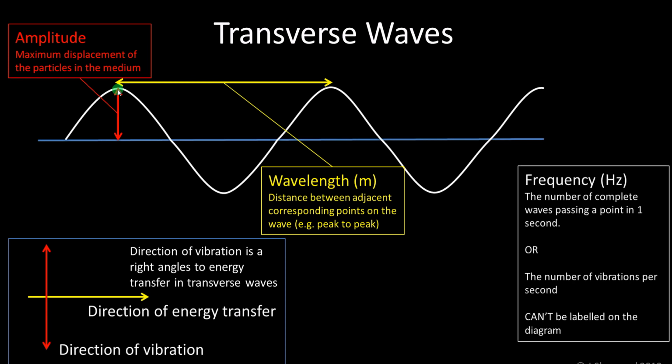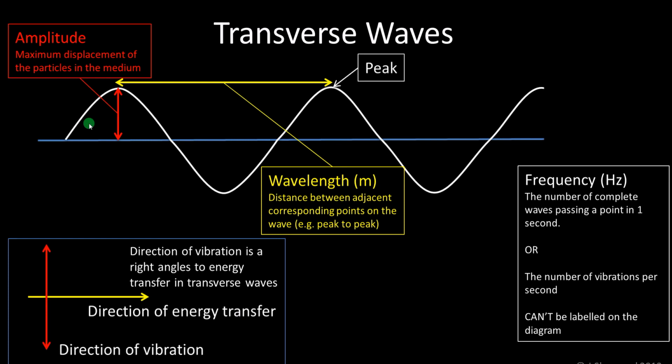And something you can't label on the diagram is frequency. Frequency is the number of complete waves passing a point in 1 second, and a complete wave is one whole wavelength, so from the point up here all the way through to the next point. If that goes past, that's one complete wave. The other way to define frequency is the number of vibrations per second. Because this diagram is basically like a picture of the wave, we can't really label frequency. We'd have to look at an animation to see what frequency is. So you're never going to be required to label frequency on a diagram, just know what it is.